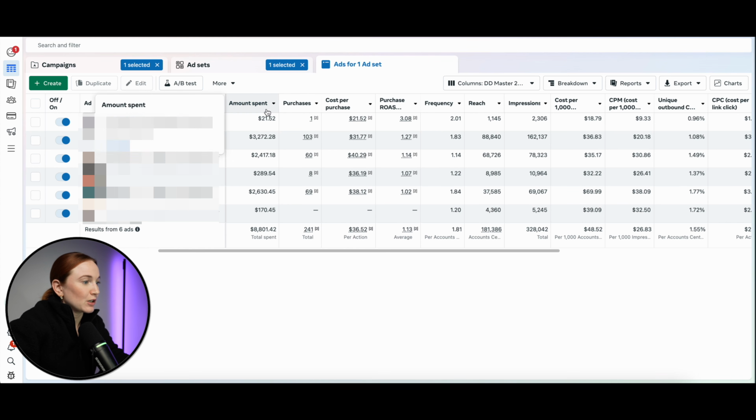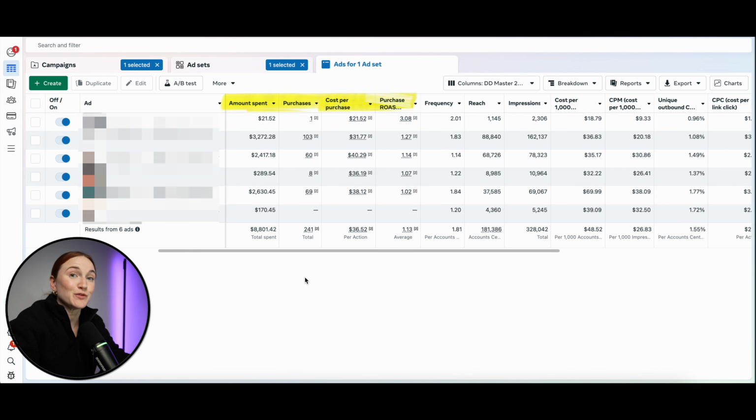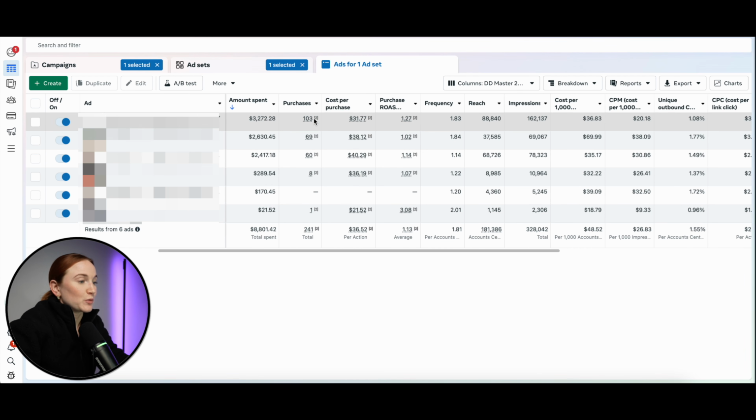Now you can see here we have amount spent, purchases, cost per purchase, and ROAS. Now these 4 metrics are essentially going to show you if your campaign is working and specifically what is working. Everything else is going to tell you why. Now, when I'm looking at data in Ads Manager, I actually like to sort from highest to lowest so that I can prioritize what's working the best, or at least what's getting the most amount of spend. Because if something isn't working, but it's getting a ton of spend, that's obviously something I'm going to want to optimize and turn off.